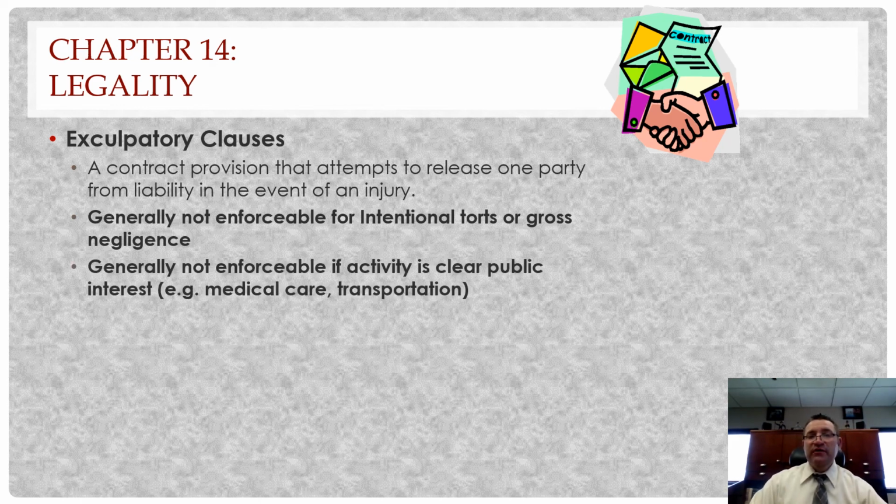Generally not enforceable if the activity is clear public interest. Right? So what I mean by that is if, for example, the airline companies were to try to get us to sign off on some sort of exculpatory clause. We need airlines to get from one place to another. They have the specific skills and planes and locations that we don't have access to. It'd be hard to get access to, but in order to keep functioning in society, we need to be able to fly.